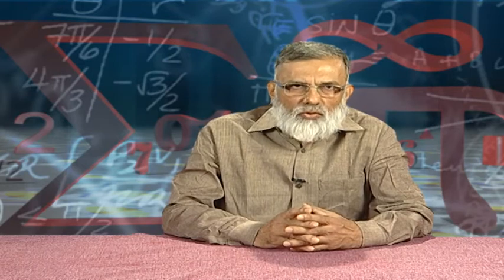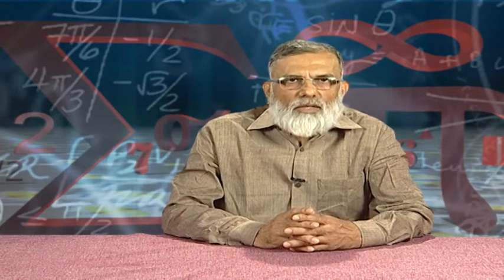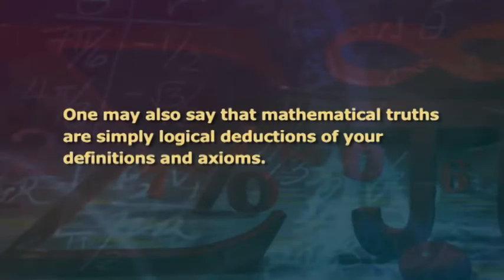Mathematical statements, or simply statements, have definite truth value. A statement thus is either true or false. Note that mathematical statements are eternal truths. They wear a different look only when you change your system, that is, when you change your axioms and/or definitions. One may also say that mathematical truths are simply logical deductions of your definitions and axioms.